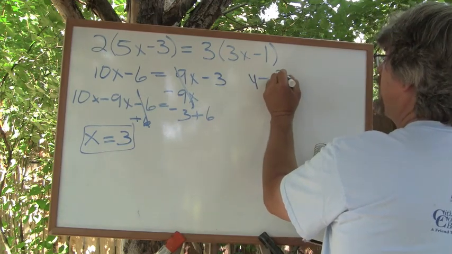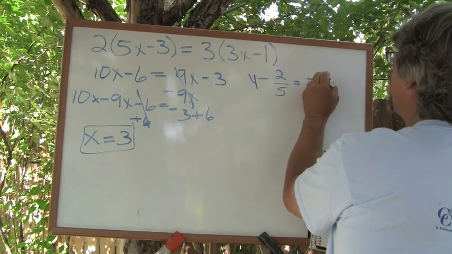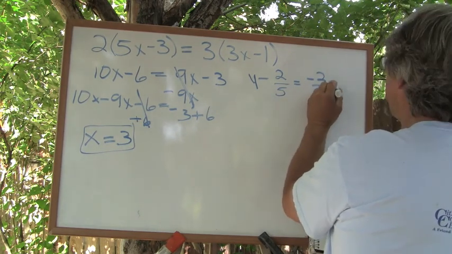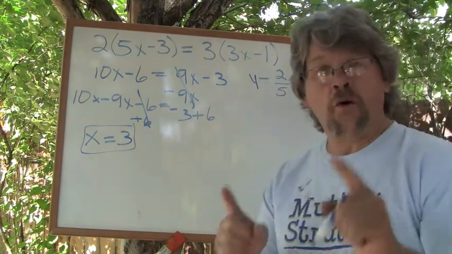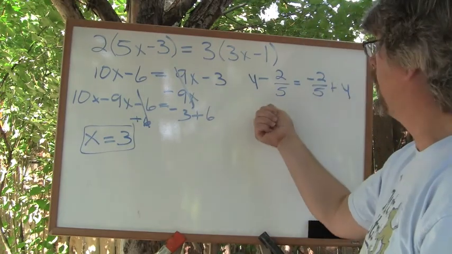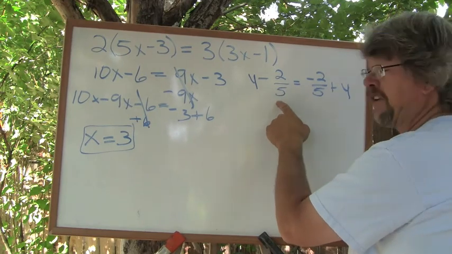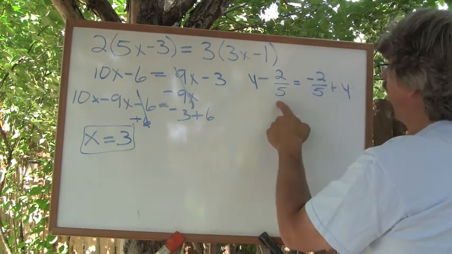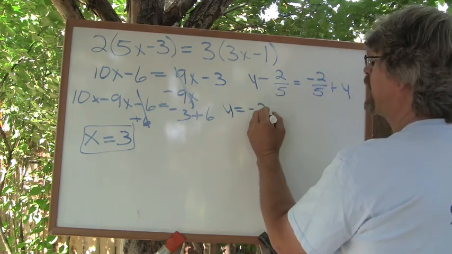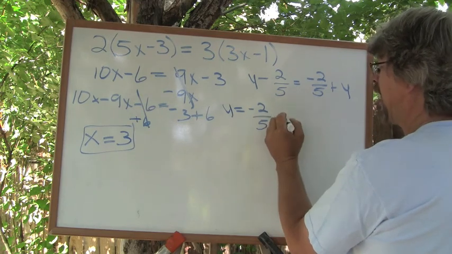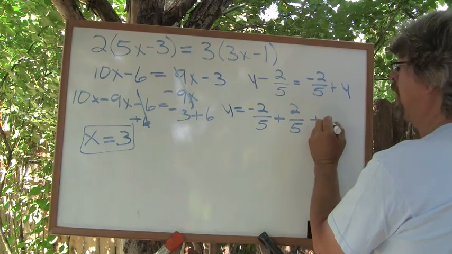Y minus 2/5, here come the fractions, equals -2/5 plus y. Now we want to solve for y. We want to solve for the variable. Someone has come along and subtracted 2/5. We want to add 2/5. So y equals -2/5 plus 2/5 plus y.